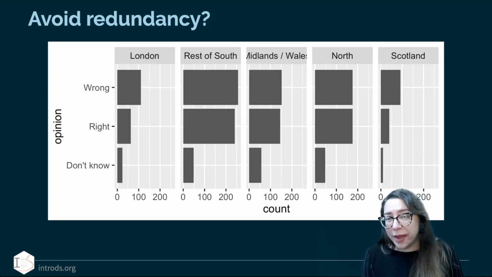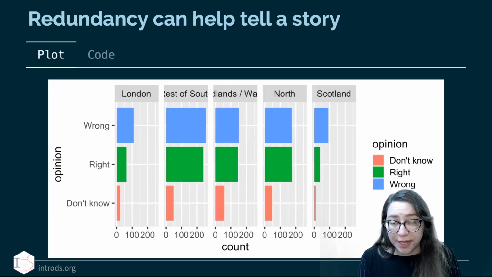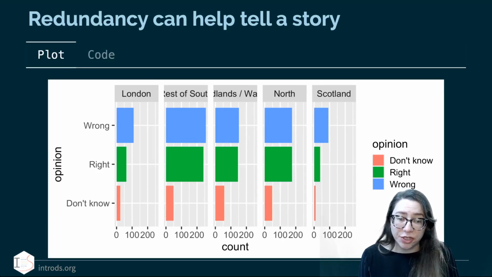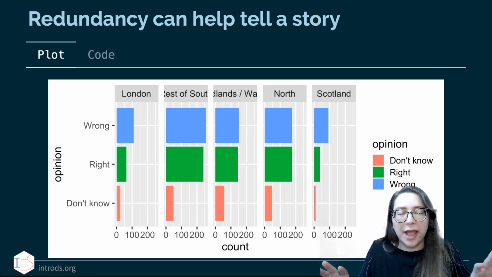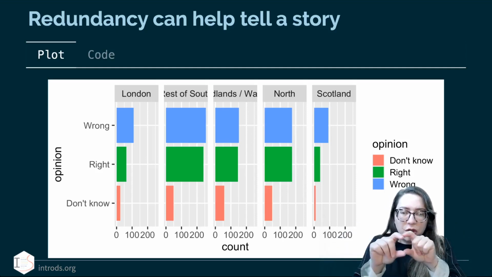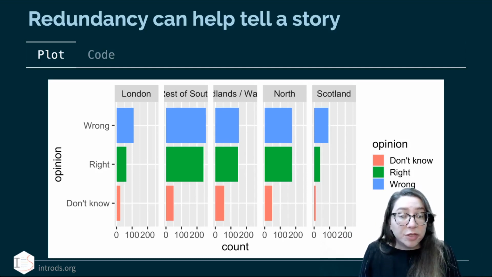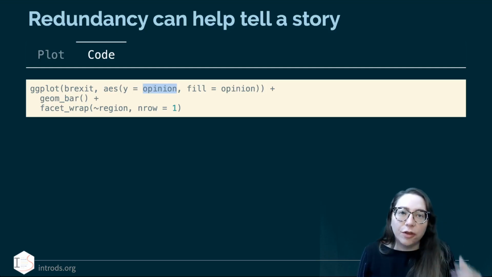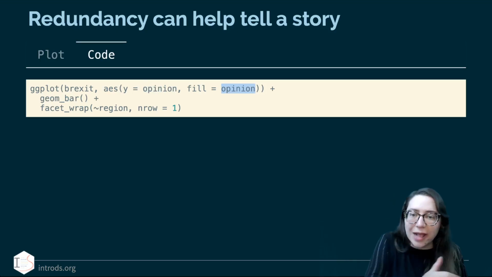Really, I think the way to think about avoiding redundancy is to ask: is the redundancy helping you tell a story or not? So in this case, we have added a little bit of redundancy to our visualization. We have now colored by the particular opinion so that when we look at this visualization, our eye is drawn to all the blues at once, or all the greens at once, or all the pinks at once. So sometimes you might want this level of redundancy. In this particular plot, the redundancy is in the fact that we're using opinion for both the y aesthetic and the fill aesthetic. So we're coloring the different levels of the y-axis in different colors.